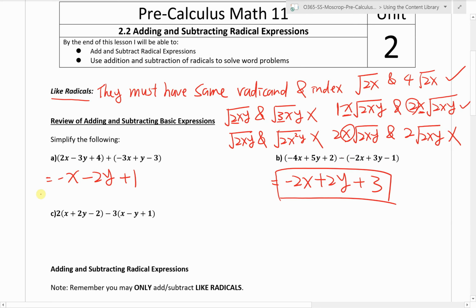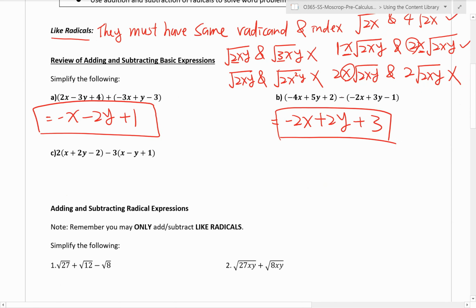There's the answer. Finally, the last thing I'm going to show you before we actually do something with the radicals is the distribution, right? Remember, this is distribution. You got to multiply first before we can do anything. So that's 2 times x, 2x. 2 times 2y is 4y. 2 times negative 2 is minus 4. Negative 3 times x, so same thing, again, distribute. Negative 3x, negative 3 times negative 3y is positive 3y. Negative 3 times positive 1 is negative 3.